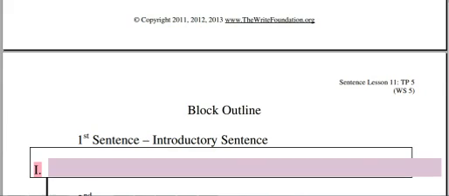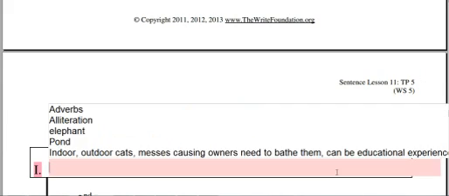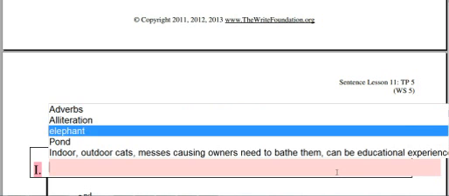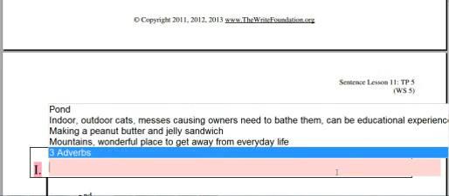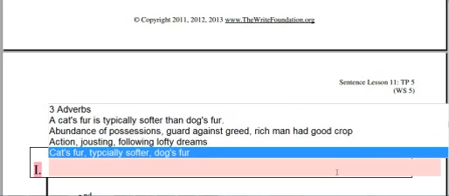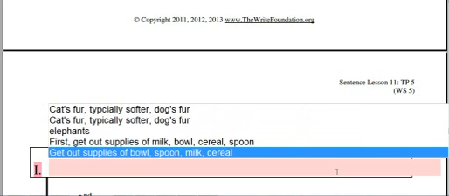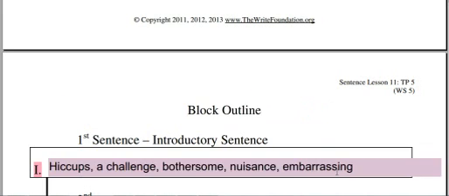And then we're going to go ahead and fill in this one. Let's see. Wanted to see if it would have, there we go. Quite a few, but it is in there. Okay, so hiccups, a challenge, bothersome, nuisance, embarrassing. Now, I'm going to have to scroll back up a little bit in order to pull what we came up with in order to pull it down here. So bear with me as the screen's going to be moving quite a bit.